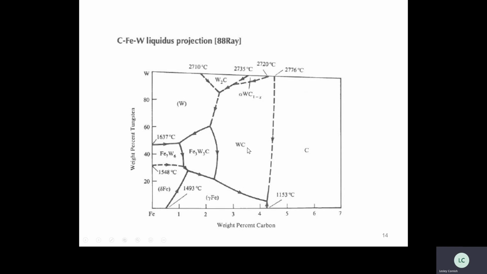So very nice. So in a minute, you will be able to have any composition on here and work out how it solidifies. At the moment, if you just plot on the composition, say we've got 3 weight percent carbon and 40 weight percent tungsten, you know it solidifies to tungsten carbide first because we're sitting on that liquidus surface.